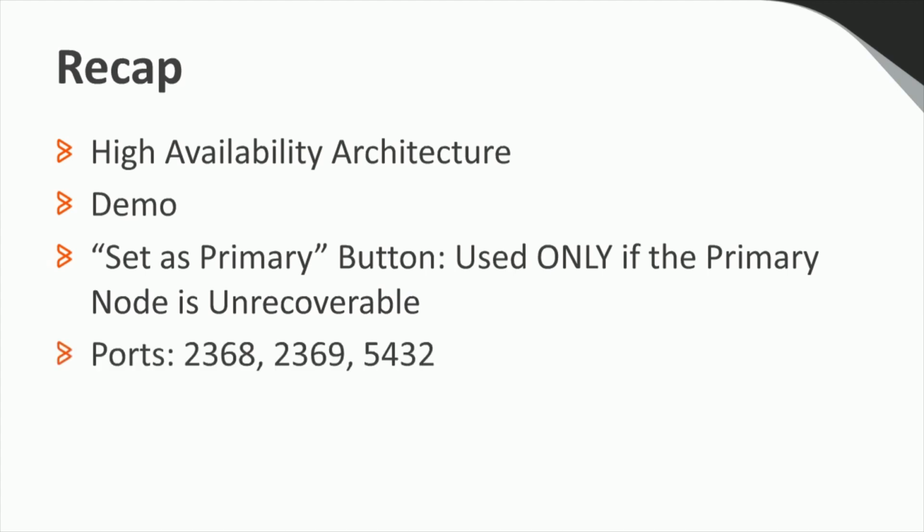Also, as a reminder, if you have a firewall in between primary and secondary control room server nodes, you will need to open ports 2368, which is used for HA, 2369, which is used by the configuration agents, and 5432, which is only open if you're using the dedicated PostgreSQL database, as we did in our demo.